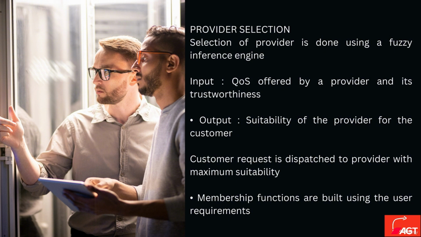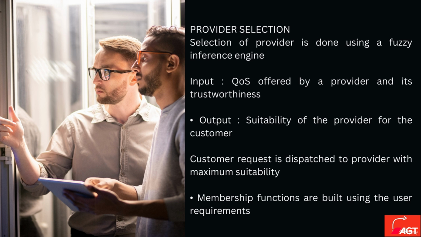Input: QoS offered by a provider and its trustworthiness. When evaluating a cloud provider's suitability for a certain client, the quality of service, QoS, it offers is a crucial consideration. Many indicators, including availability, dependability, latency, and throughput, can be used to gauge QoS. On the other hand, reliability refers to the provider's capacity to safeguard client information and guarantee the security of cloud-based services. Output: suitability of the provider for the customer.